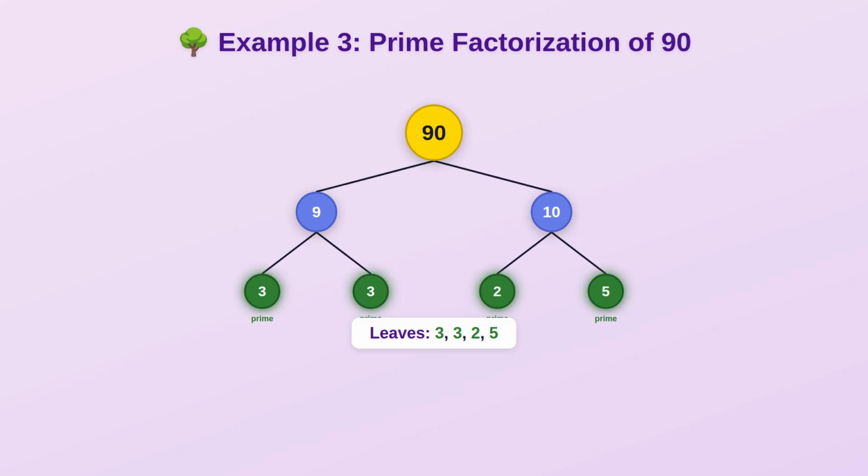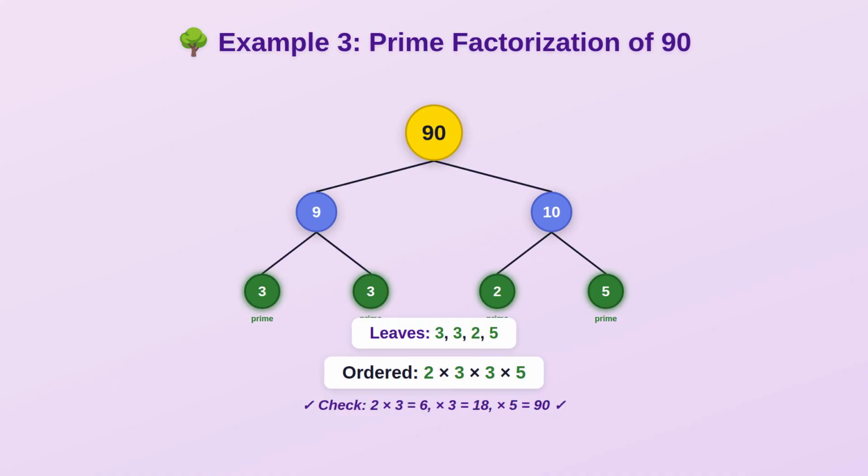Let's use a factor tree. Split 90 into 9 times 10. Now branch 9. That's 3 times 3, both prime. Branch 10. That's 2 times 5, both prime. Collect the leaves. 3, 3, 2, 5. Reorder smallest to largest. 2 times 3 times 3 times 5.